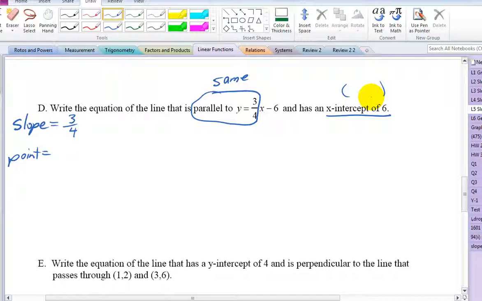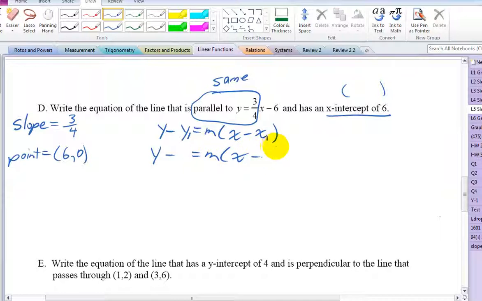Told you it'd come up again. 0,6 or 6,0? If you're unsure, plot it. X-intercept of 6 is right here. Oh, that's 6,0. So don't just have to guess. Plot the thing. So the point is 6,0. Okay, go ahead. Start with your equation. y minus y1 equals m(x minus x1). Substitute in, please. Go.